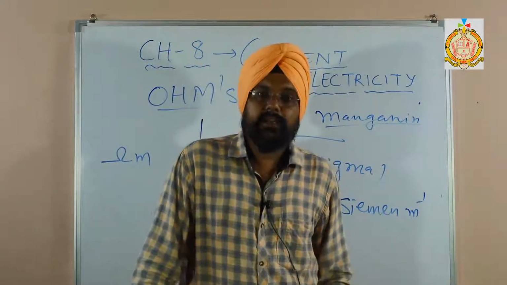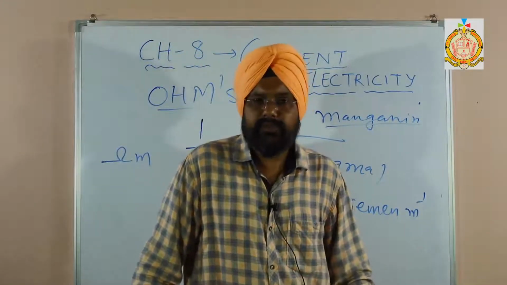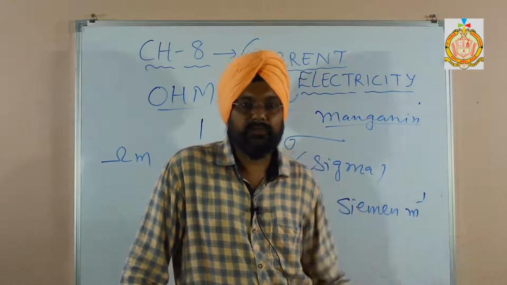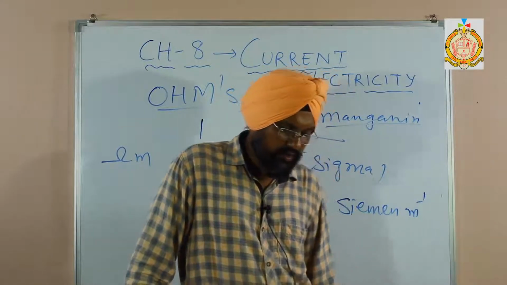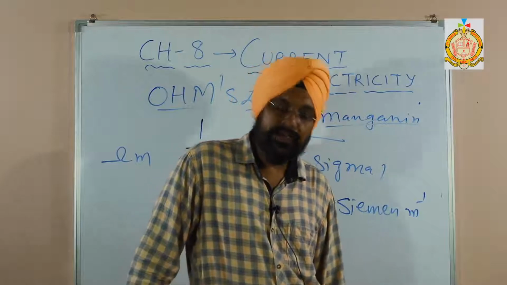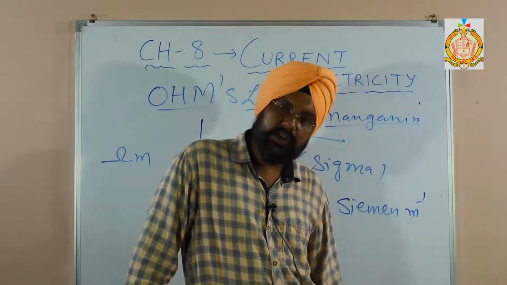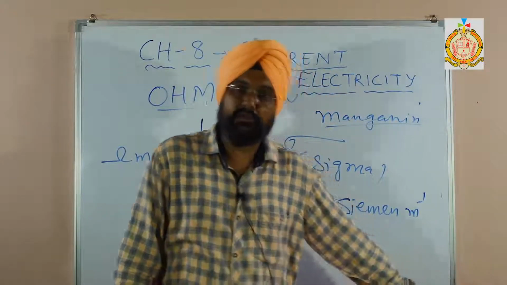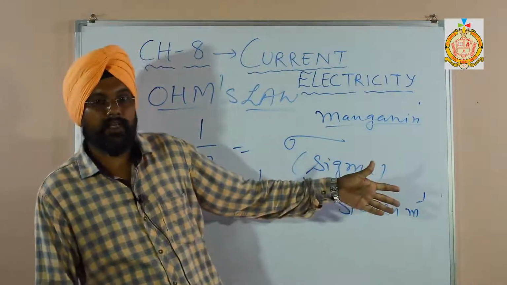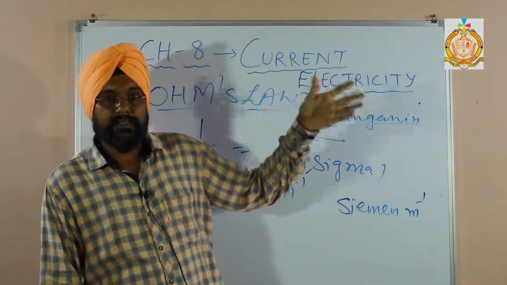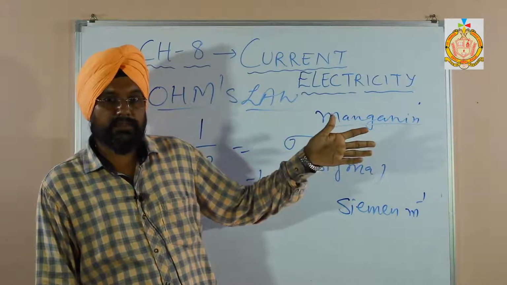Now name the material used for the fuse wire. We use fuse wire in homes. It is made up of an alloy of lead and tin. Why do we prefer the alloy of lead and tin? Why not copper? Because copper has a low resistance.